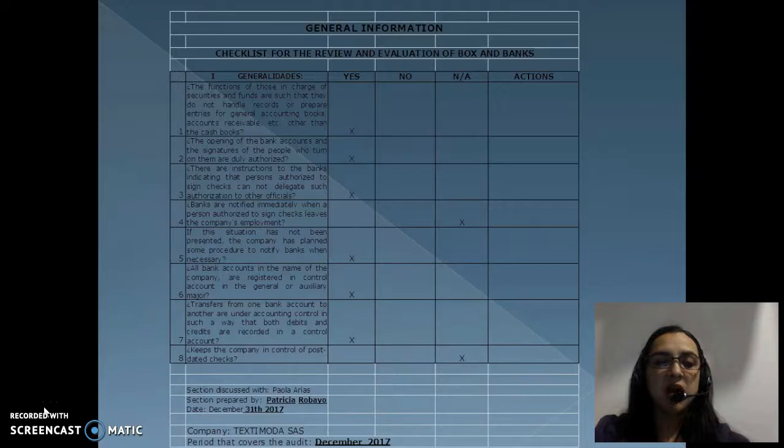Were the general purpose financial statements prepared, which include balance sheet, income statement, change in equity, change in the financial situation and cash flows, and their respective notes? Was the reconciliation made between fiscal income and accounting income? Are the official books of the company up to date?